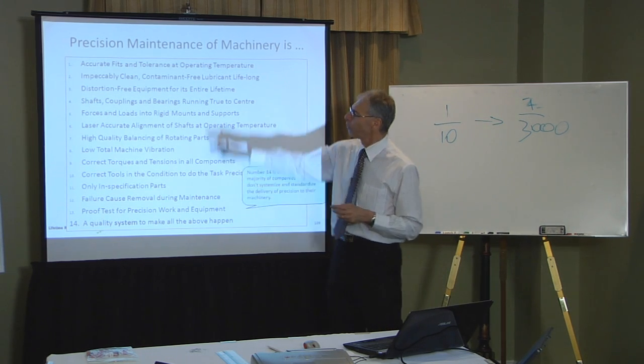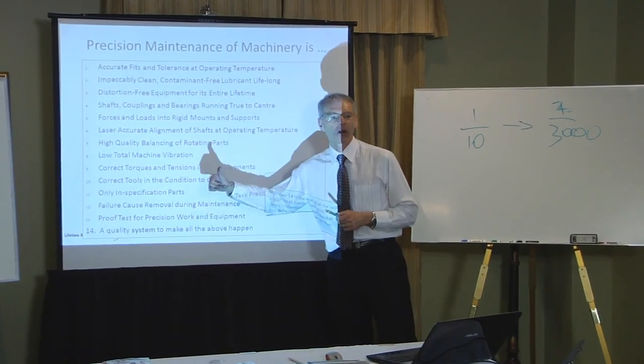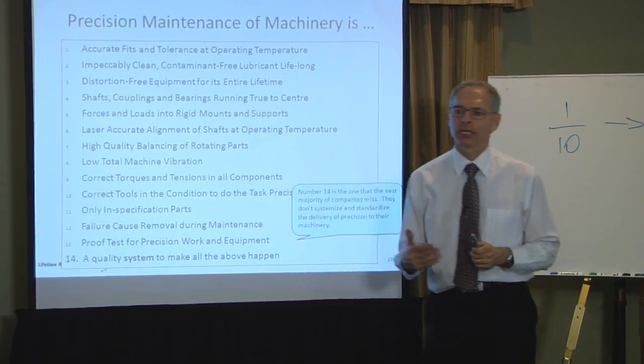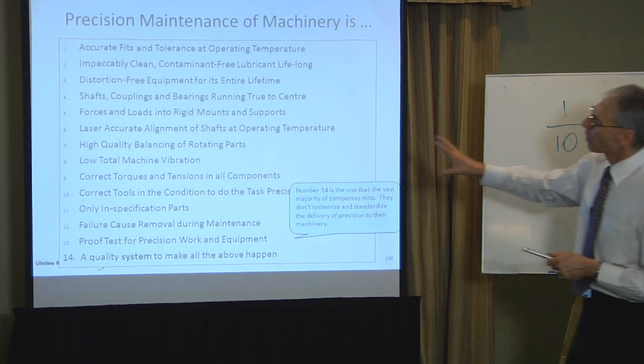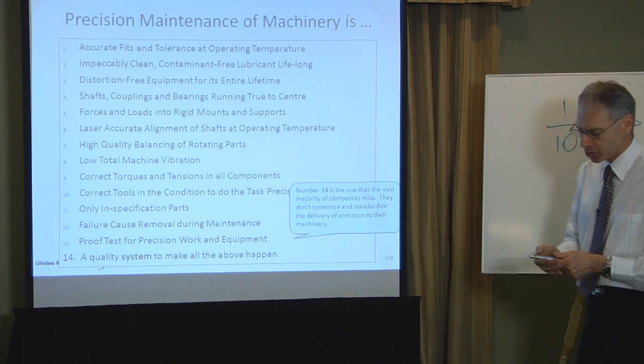Proof test to confirm all this is actually achieved. And of course, you want a system to make it automatic, systematic, standardised. And that system, of course, will be the 3 Ts and the accuracy controlled enterprise. So I want to have a good, clear indication of what I'm trying to achieve in the processes I build to maintain machinery.